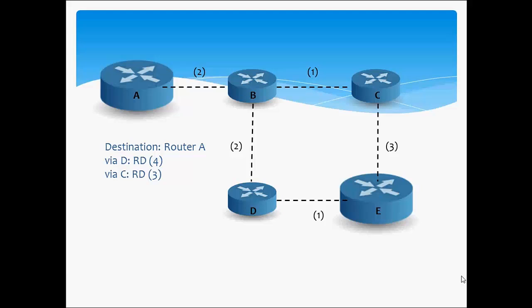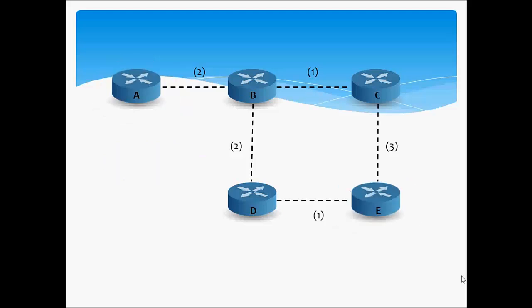The following are the results. For destination router A via D, the reported distance is 4, and for router A via C, the reported distance is 3. The route via C is therefore the lowest cost.